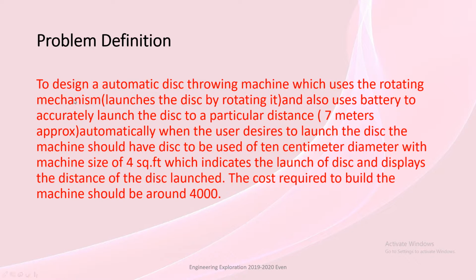To design an automatic disk throwing machine which uses a rotating mechanism, that is, it launches the disk by rotating it, and also uses a battery to accurately launch the disk to a particular distance, approximately 7 meters. Automatically, when the user desires to launch the disk, the machine should use a disk of 10 centimeter diameter, with a machine size of 4 square feet, which indicates the launch of the disk and displays the distance of the disk launched. The cost required to build the machine should be around 4,000.